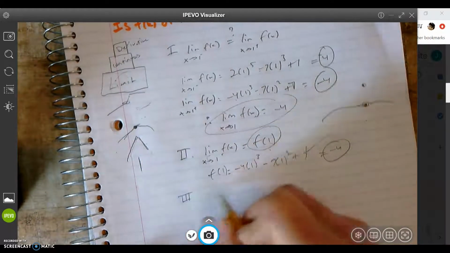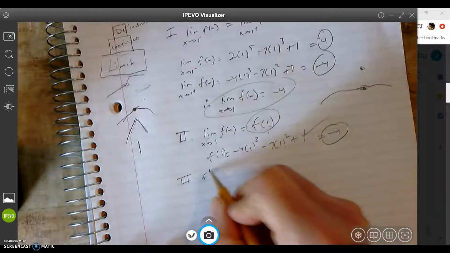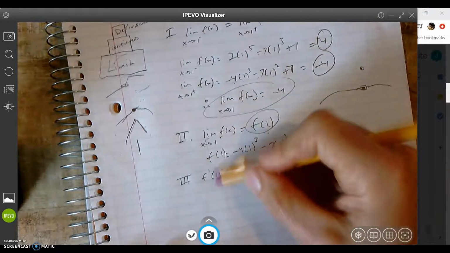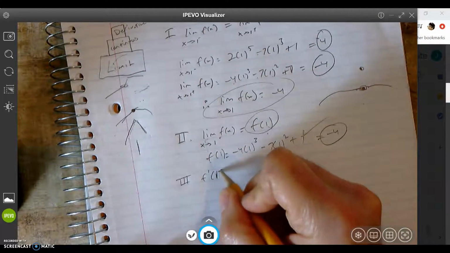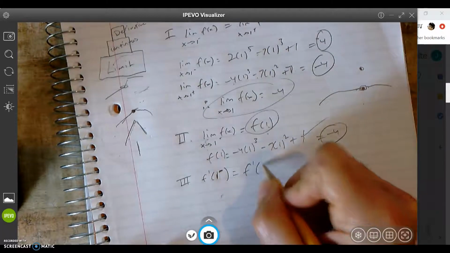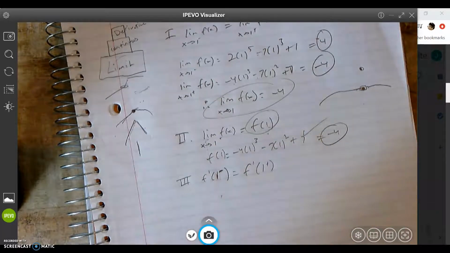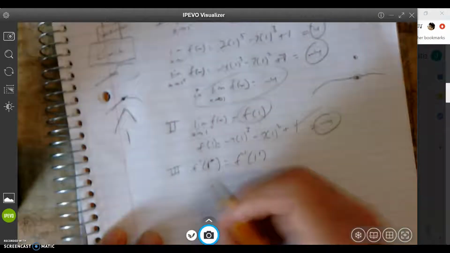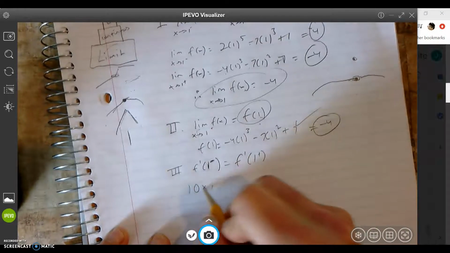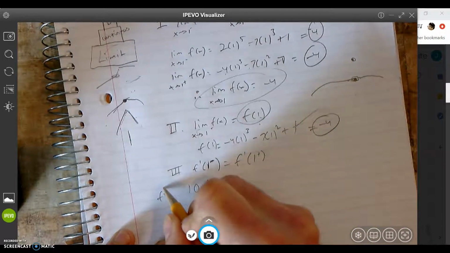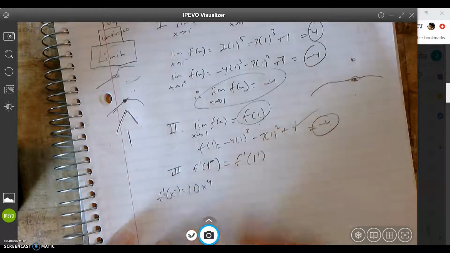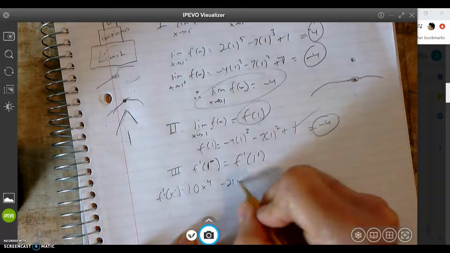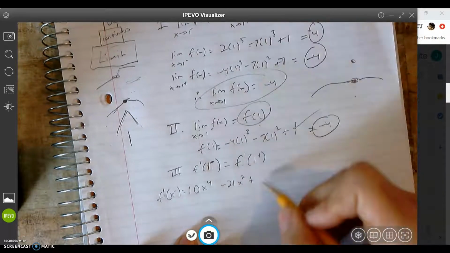So third step, does the derivative as the function approaches 1 from the left equal the derivative as we approach 1 from the right? So 1 from the left, up here, we've got to find that derivative. So f prime of x from the left is 10x to the 4th minus 21x squared plus 0, right there.